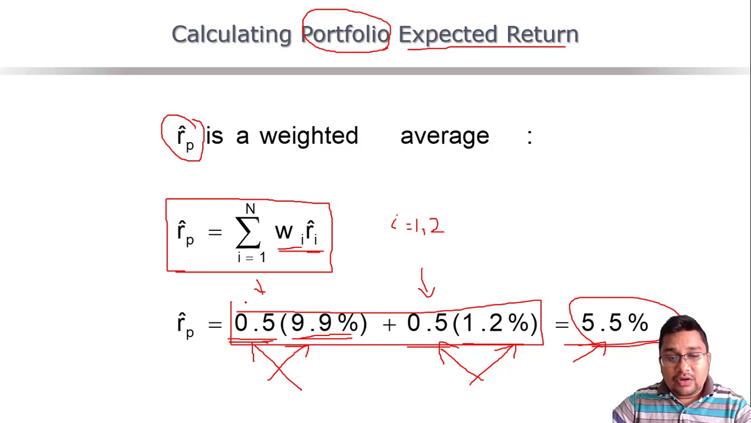But sometimes you may invest more in one asset and less in the other asset. For example, 60% in the first one and 40% in the second one. In that case, the result will not be equal to the simple average of the two returns. So in that case, you will have to multiply 0.6 with 9.9% and 0.4 with 1.2%.